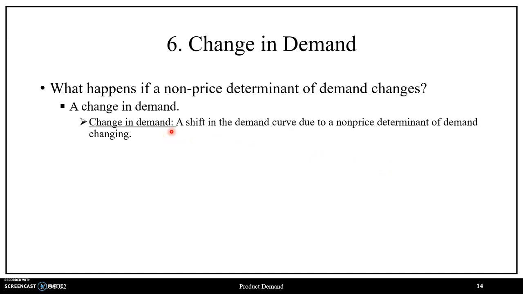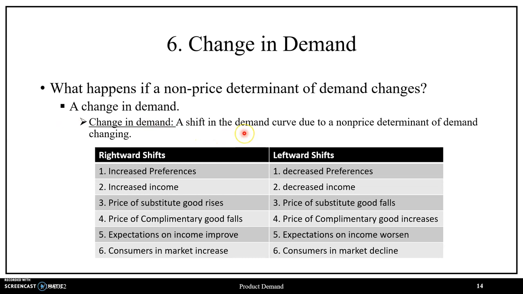What we'll have then is a change in demand, that is, a shift in the demand curve due to a non-price determinant of demand changing, where these shifts can be left or rightward shifts of the product demand curve, where these shifts will be based off of changes of preferences, the amount of income the consumer has, the prices of substitute goods as well as complementary goods, how they perceive the future, where we'll be focusing on expectations in terms of their income, as well as the number of consumers in the market. The corresponding determinant and how it needs to change, leading to a rightward or leftward shift, is summarized in the table below, but we will work through 2 graphical examples in the following slide.